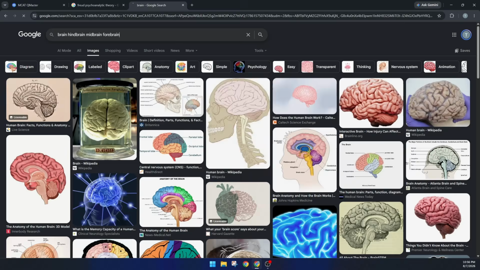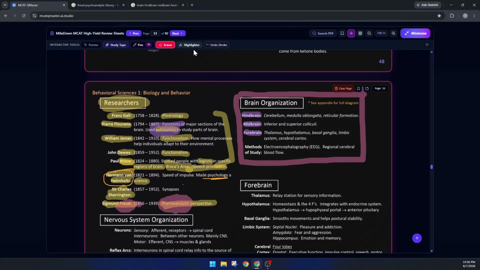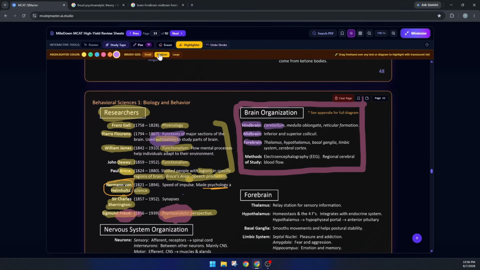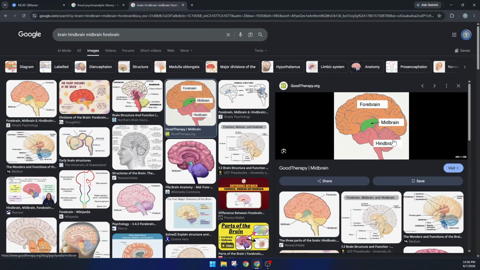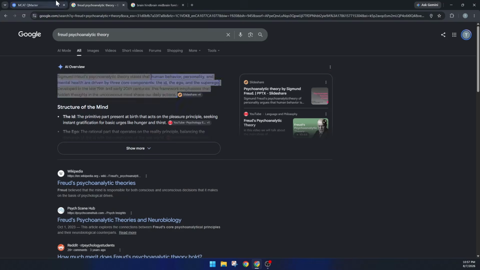Hindbrain, midbrain, forebrain. So here they are. It shows you right here, for example, the hindbrain has the cerebellum. Why is it in purple still? Whoops. Sorry, it's supposed to be in yellow. So the hindbrain has the cerebellum. The hindbrain is right here, and the cerebellum is right here. This picture is better to use. You know what? Just study this. Basically, just remember the parts of the brain.